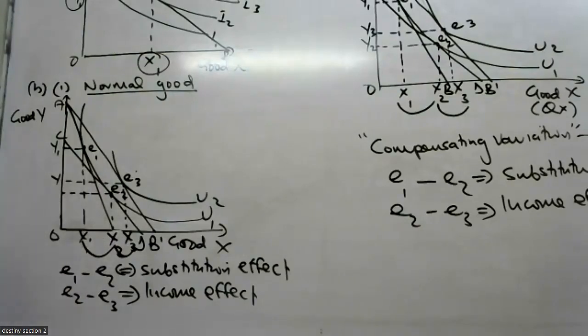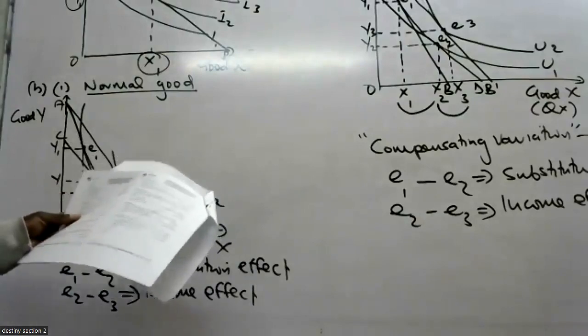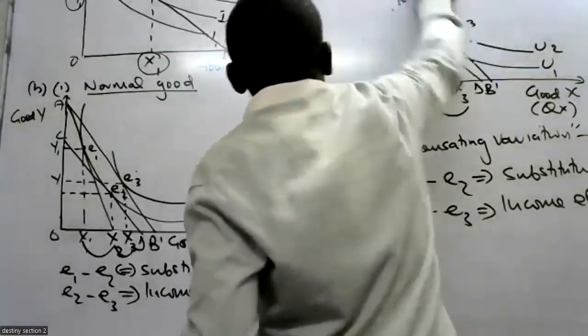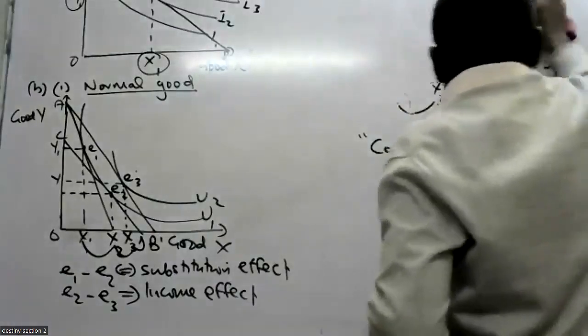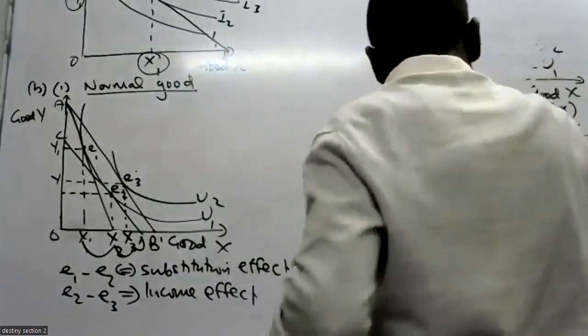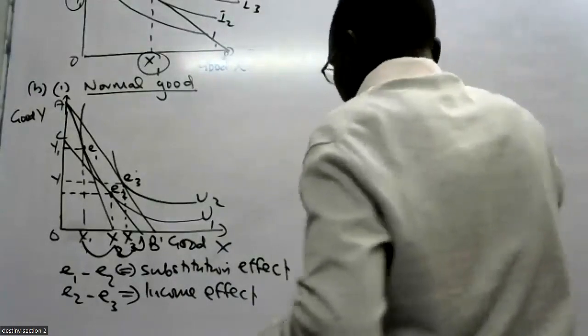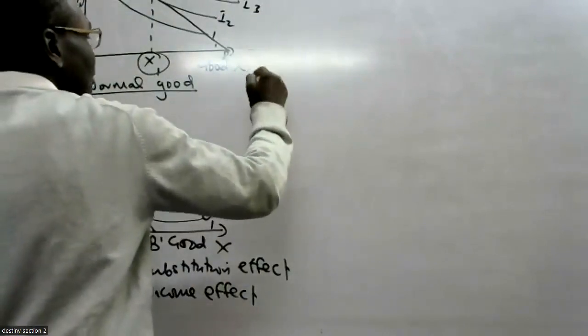Like we said, the substitution effect is the same for all of them. What makes the difference is the income effect. Now, they want the substitution and income effect of an inferior good. So let me show you an inferior good. I'll put it right next to this one so that you can see the difference. I'll call this inferior good.